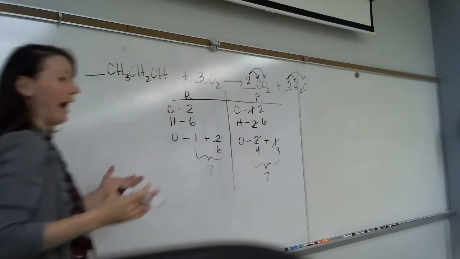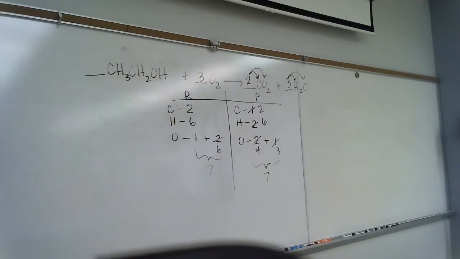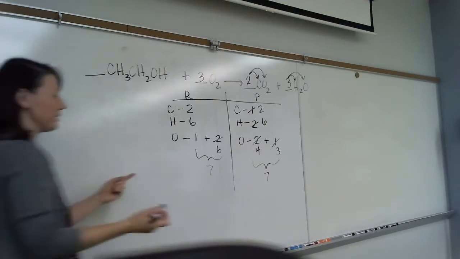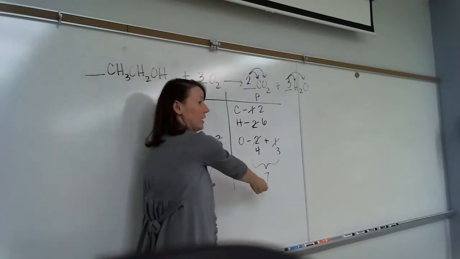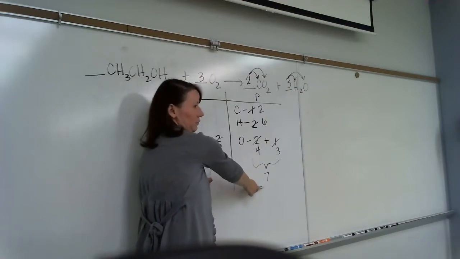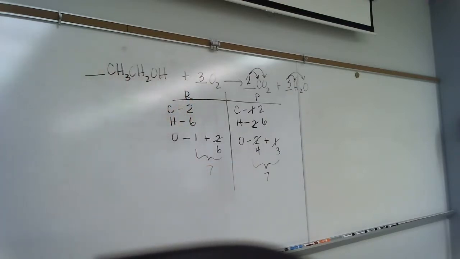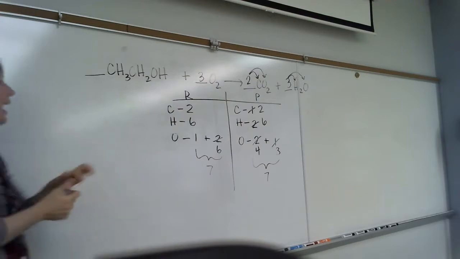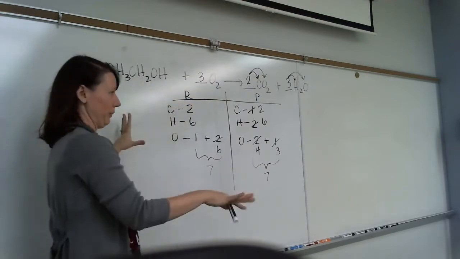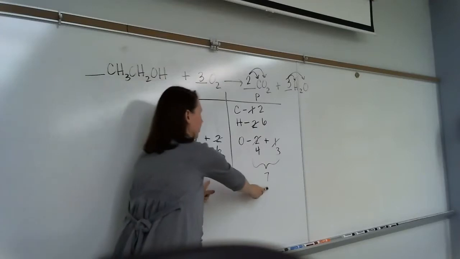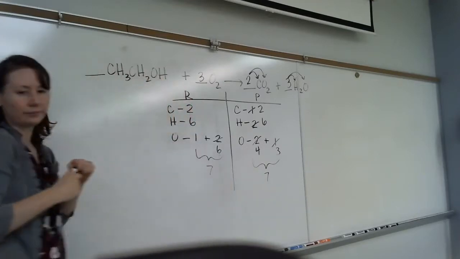So it doesn't matter how you get to that sum, so long as the sum is the same, right? You can have 5 and 2, or 1 and 6, or 4 and 3. It doesn't matter how you get there, as long as it's the same total. So anytime you've got the same atom in more than one molecule, you've got to split them up, and then just make sure that their sums equal each other.